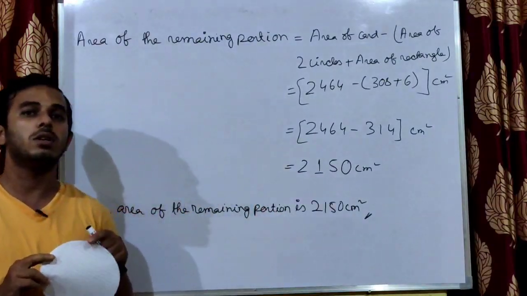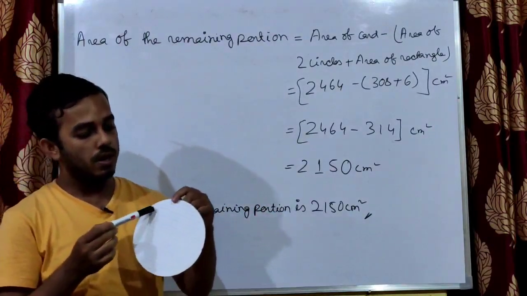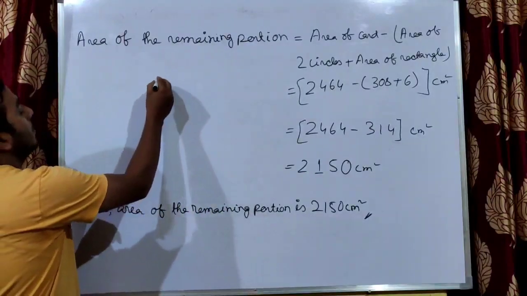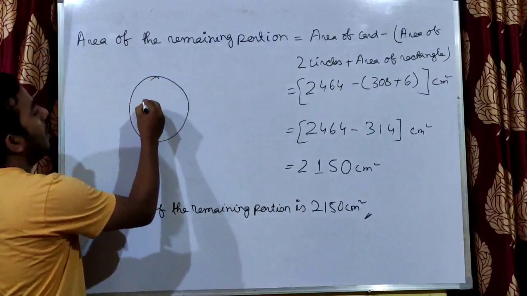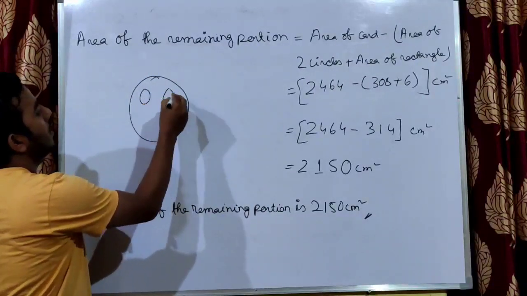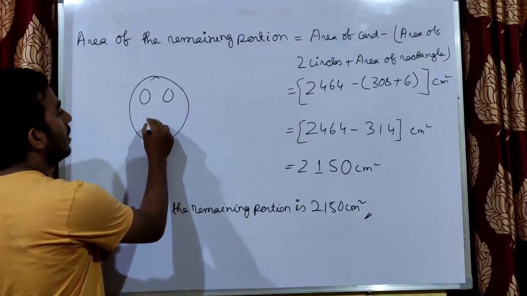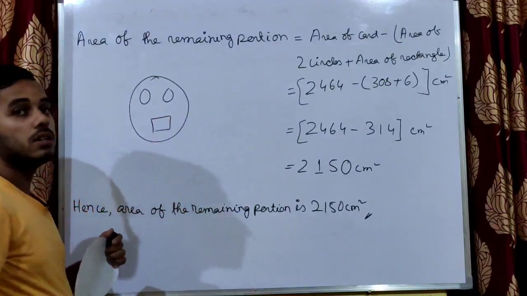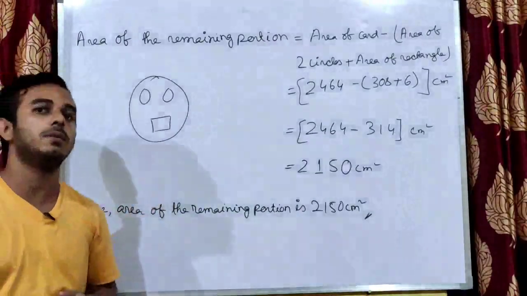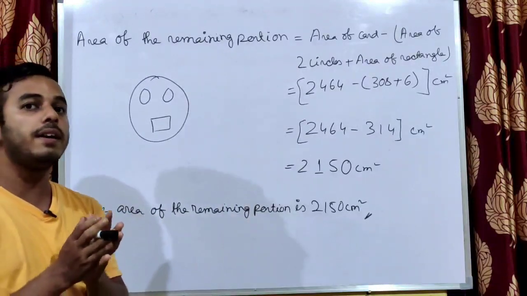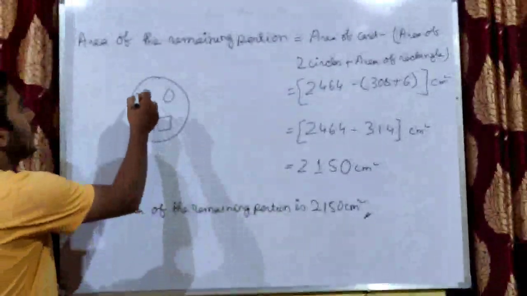We have cut two circles from it. Look here. Suppose this is our circular card, then we have removed two circles, each of radius 7 centimeter, and another rectangle whose length was 3 centimeter and breadth is 2 centimeter, right? Then it was asked in the question that we have to find the area of the remaining portions, that is these parts.